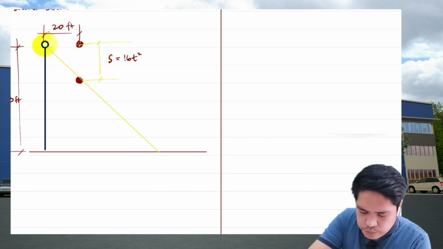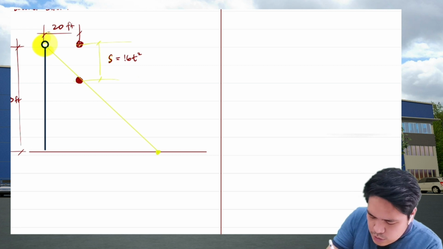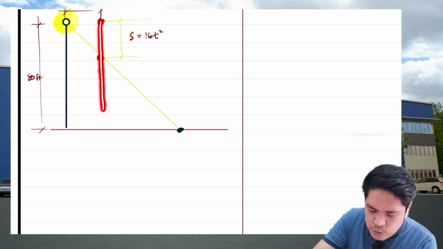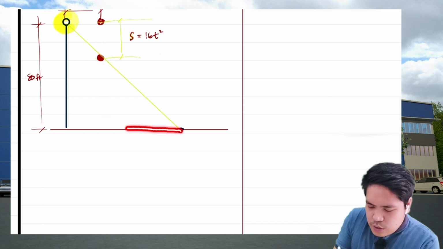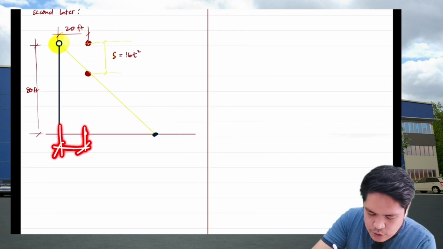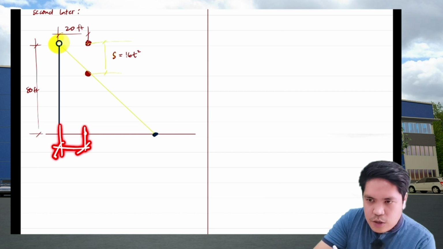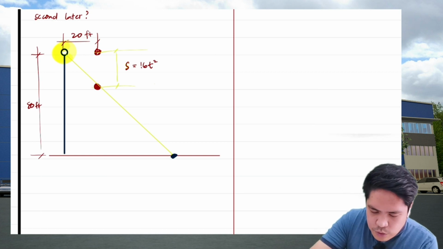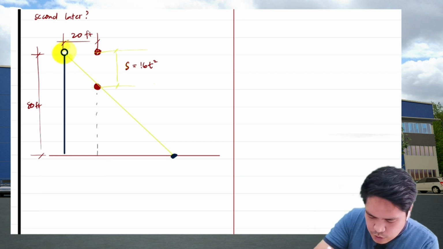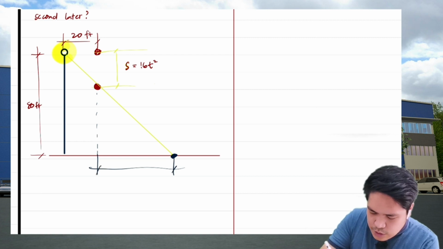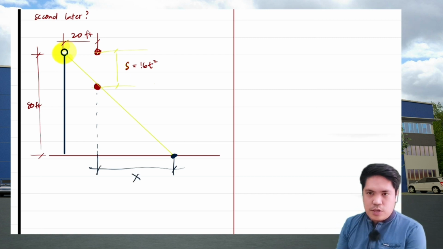So its shadow is right around here. And as this ball moves towards the ground, the shadow also moves toward this point, which is 20 feet from the base of the pole. So let's identify the variables. Our variables here are this, and also this distance. That's a variable. So let's call this distance x.